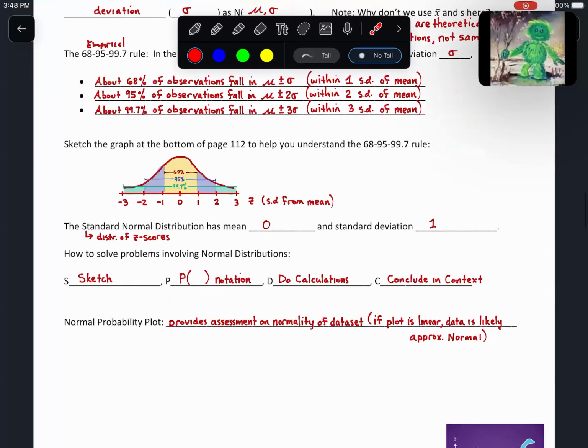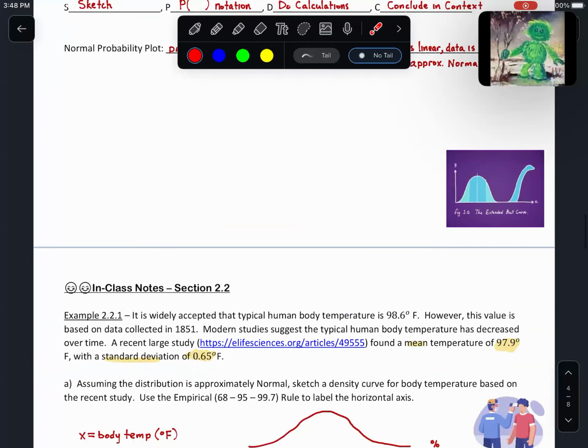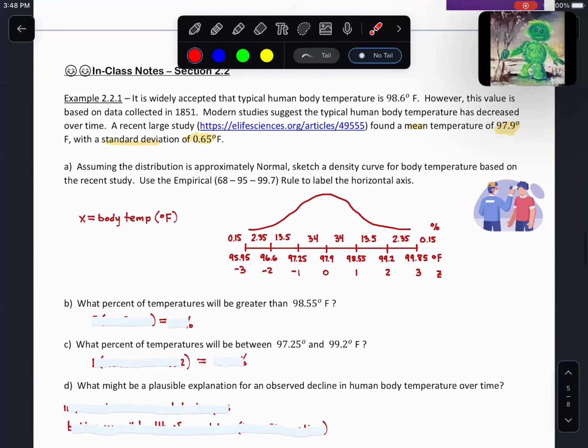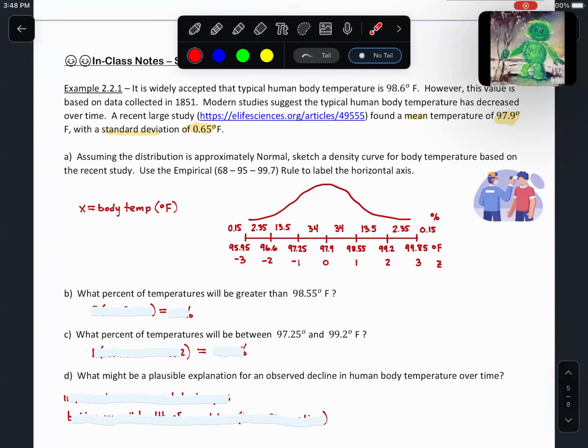All right, I think I'm ready to jump on down to page 5. There's really just one example here, and then I'm going to start getting into some calculator tricks that help us with normal distributions.